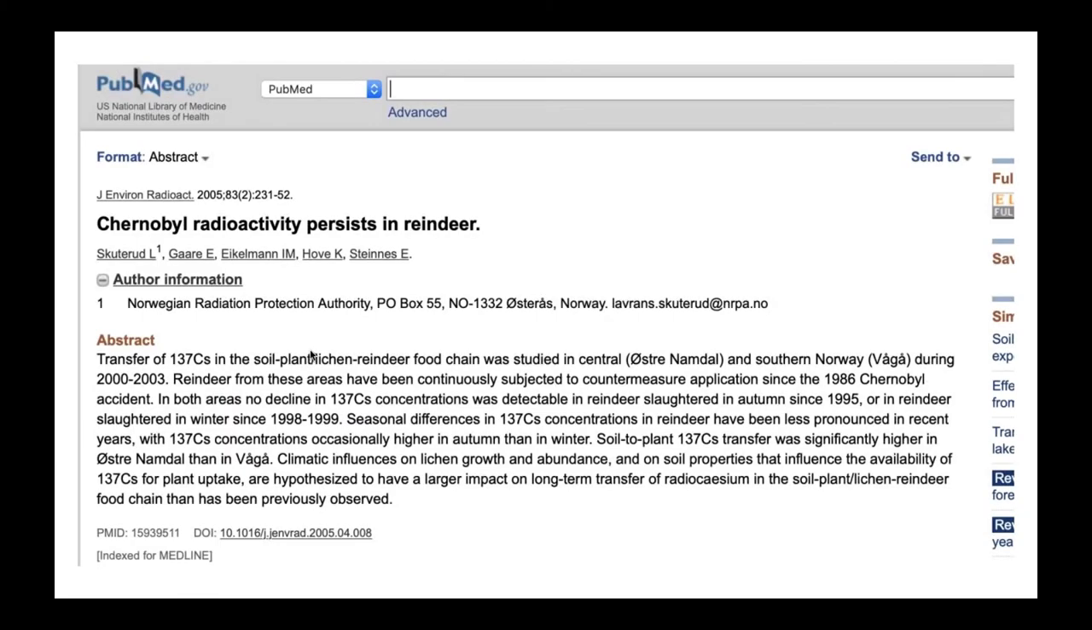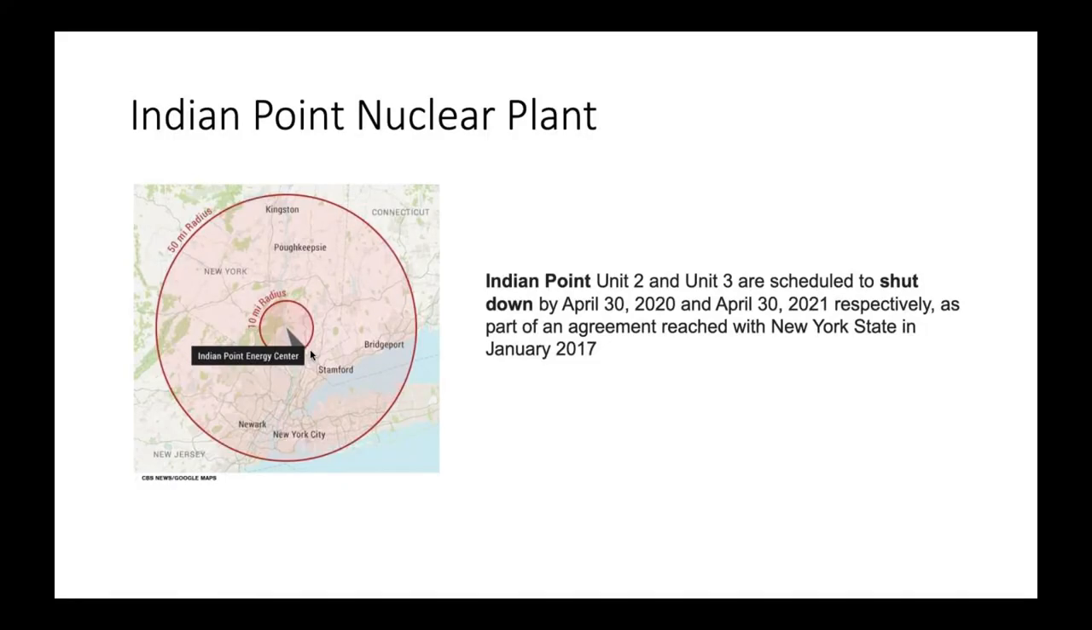Okay, and it persists in the environment. In fact, here's an article on how, 30 years later, they're still finding reindeer in Norway that are contaminated from the Chernobyl releases. And that's an issue because they have an indigenous population that relies on them for food.